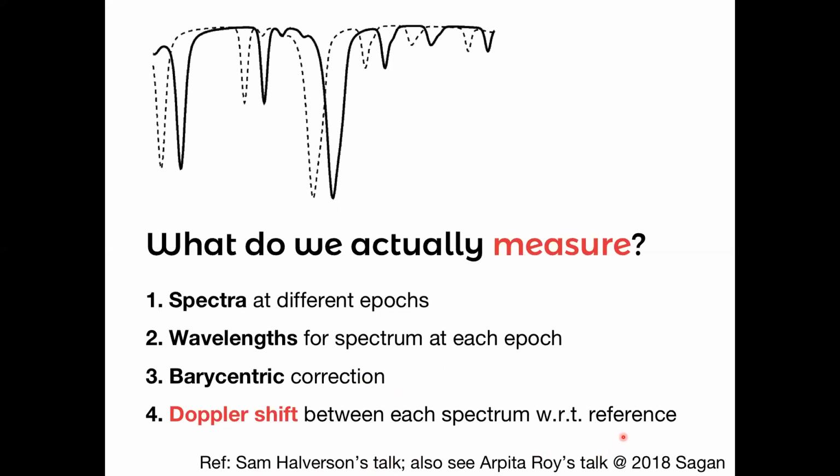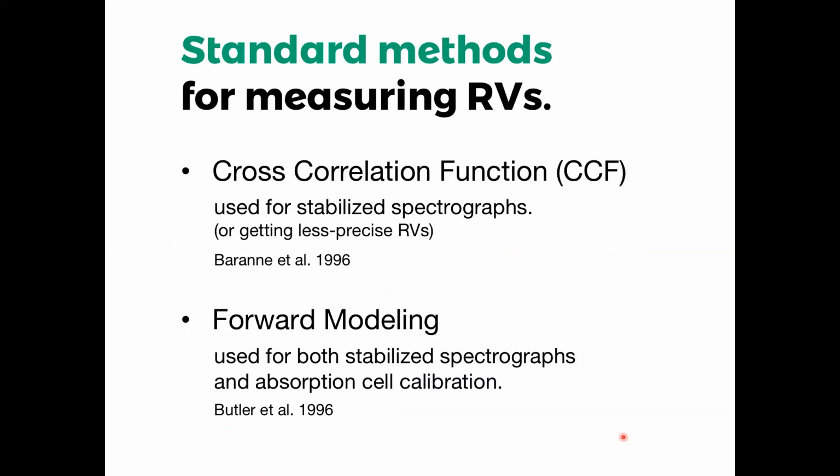All right, so now let's dive into the standard methods for measuring radial velocities. There are roughly 2 categories of methods. First being the famous cross-correlation function, or CCF method. This is a method commonly used for stabilized spectrographs, where the spectrograph broadening function or instrumental profiles are thought to be kept unchanged, and you can calibrate the wavelengths of all spectra at all epochs relatively easily and precisely and accurately.